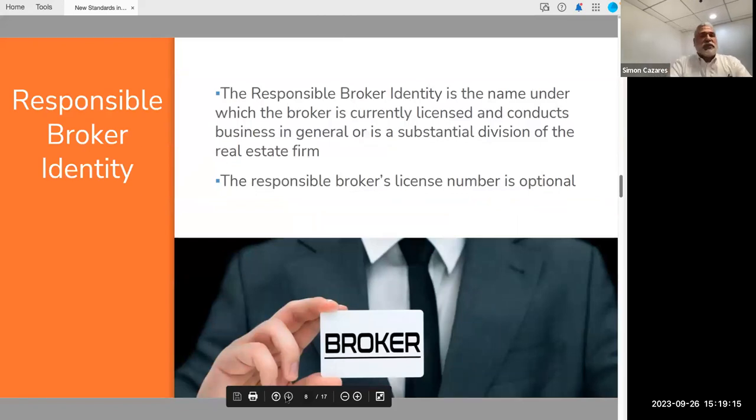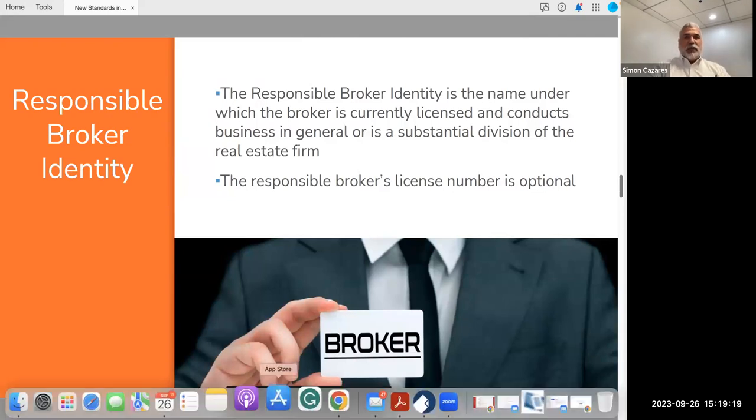Now, when it comes to the responsible broker entity, right? The responsible broker entity is the name under which the broker is currently licensed and conducts business in a general or in a division of the real estate firm. The responsible broker license number is optional. Okay, so I want to be very crystal clear on this, right?